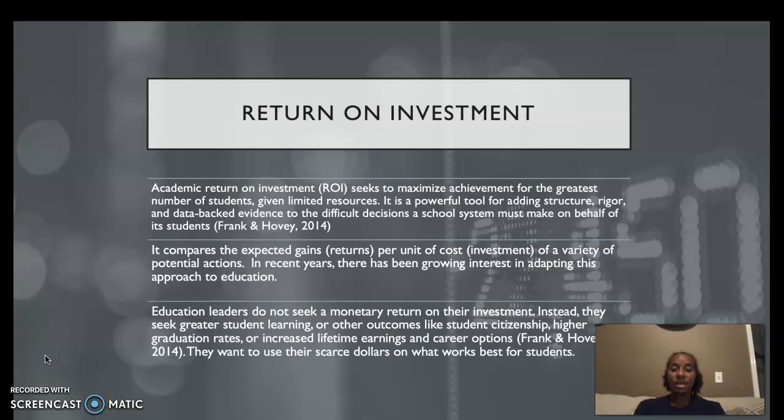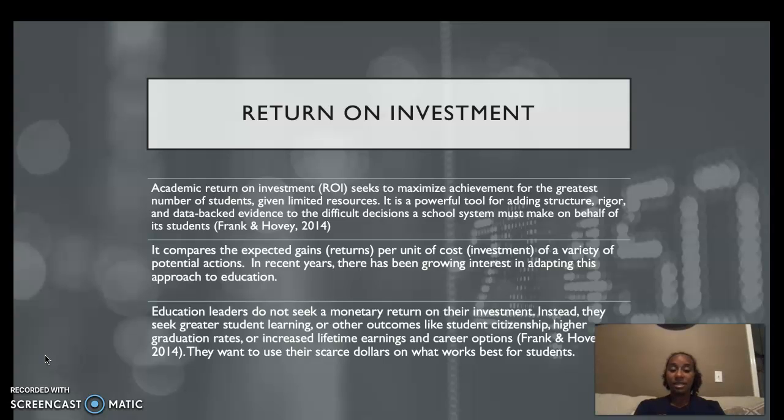Return on investment. Academic return on investment, ROI, seeks to maximize achievement for the greatest number of students given limited resources. It is a powerful tool for adding structure, rigor, and data-backed evidence to the difficult decisions a school system must take on behalf of its students. It compares the expected gains per unit of cost of a variety of potential actions. In recent years, there has been a growing interest in adapting this approach to education.